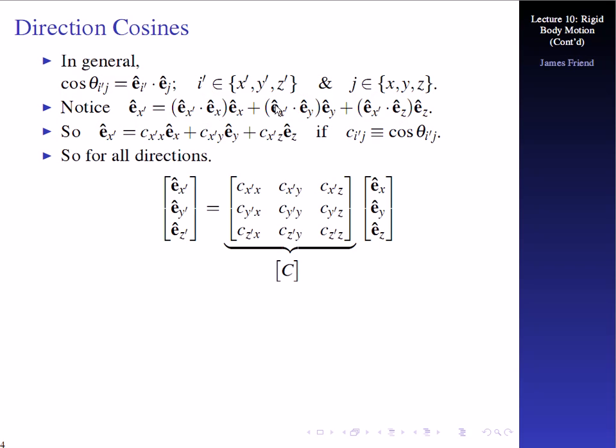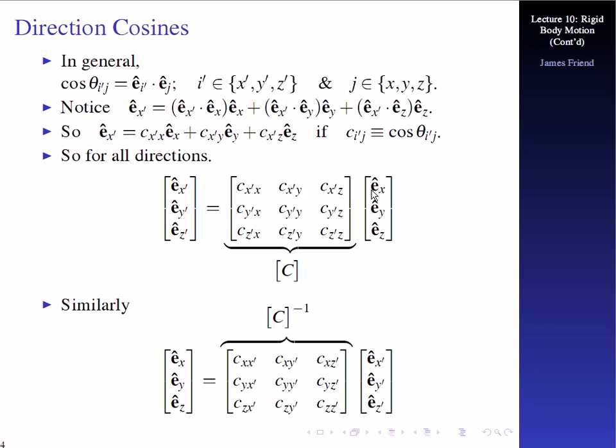If we write this for all the directions, we could write this in a matrix, couldn't we? We could say this is for our prime side, and this is for our unprime side. e_x', e_y', e_z' is equal to this big matrix, we'll call it matrix C, multiplied against e_x, e_y, e_z. And we could reverse the situation, where e_x, e_y, e_z equals C inverse, assuming it exists, multiplied against the prime side.